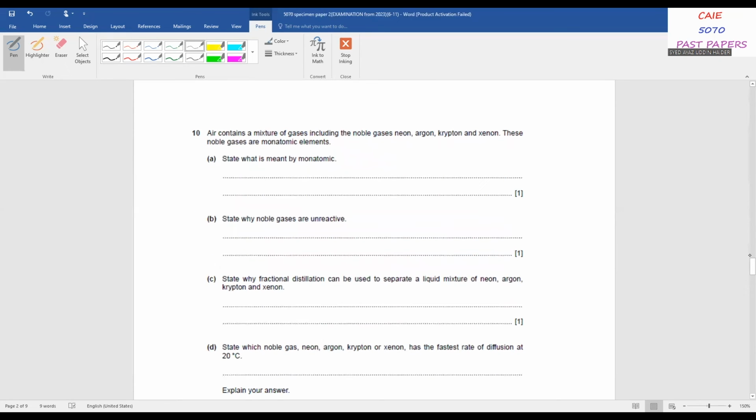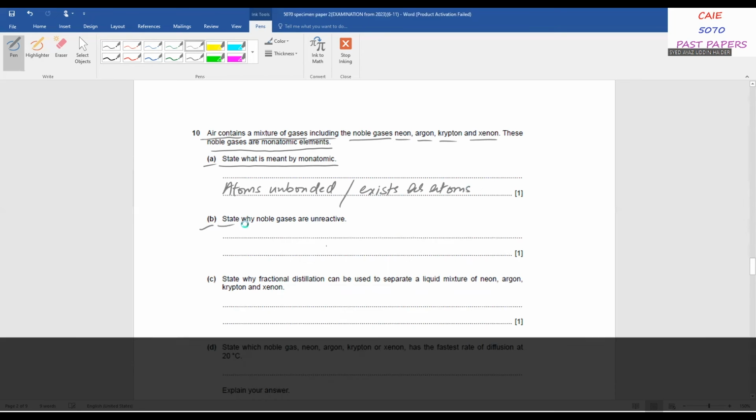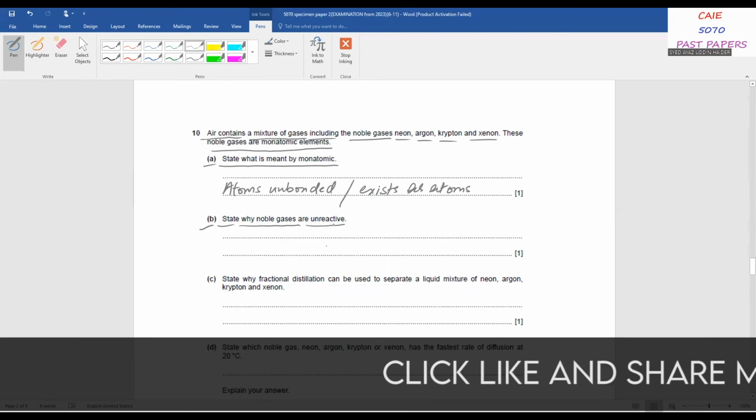Question number 10. Air contains a mixture of gases including the noble gases, neon, argon, krypton, and xenon. These noble gases are monatomic elements. State what is meant by monatomic. Exist as atoms. Atoms unbonded, or exist as atoms.